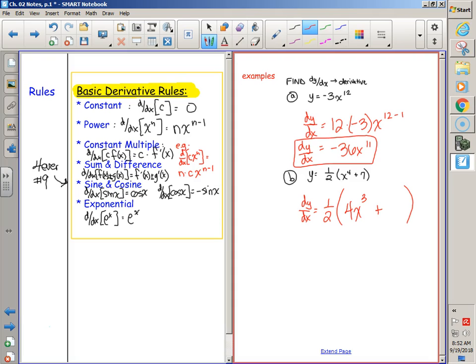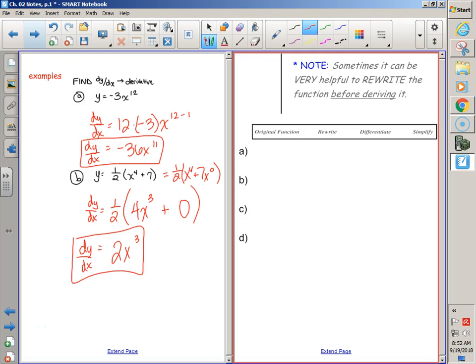Y equals 7 is a flat line. Always, always, always 0. Or think of it as, you can if you want to, 1/2 x to the 4th plus 7x to the 0. Bring down the 0. That poof is gone. What's my final answer? 2x cubed. Does it get more fun than this? Oh, just you wait. Tomorrow we're going to have a competition. Maybe you guys should practice tonight just a little bit.